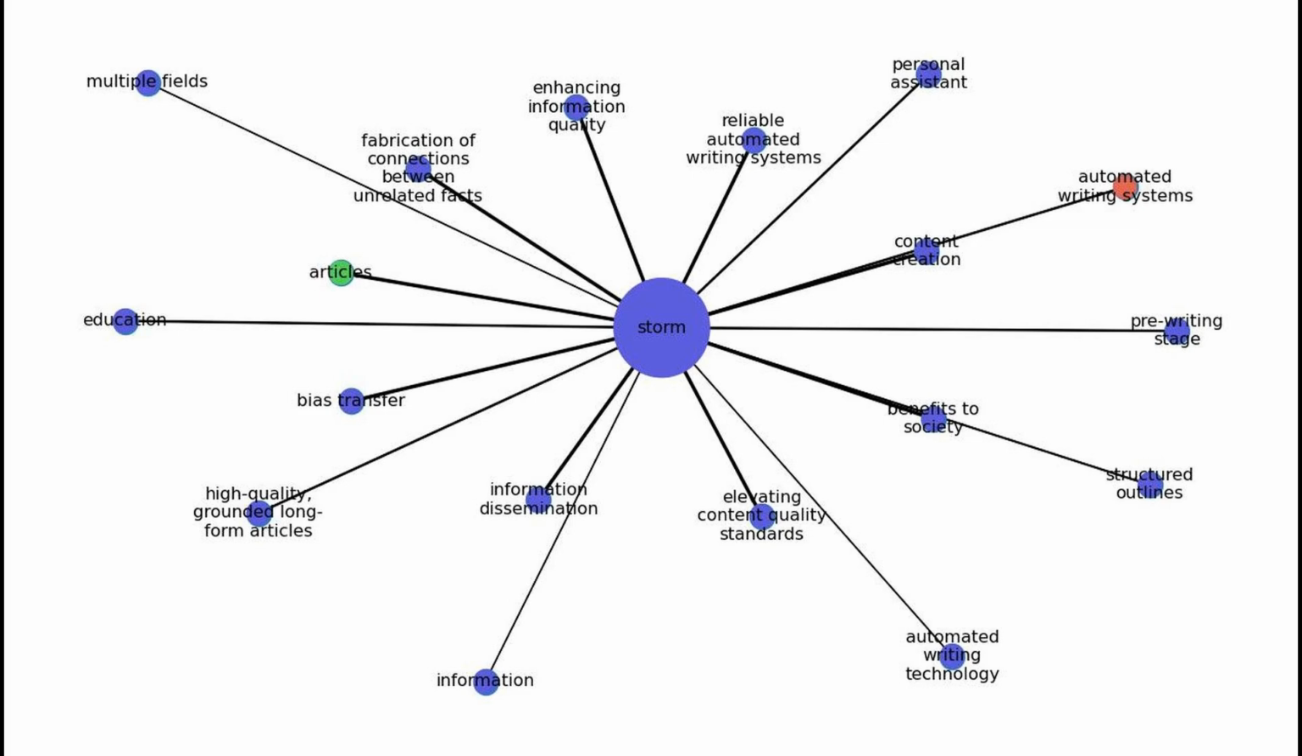The significance of STORM in the context of automated writing systems lies in its innovative approach to enhancing the writing process for producing high-quality, grounded long-form studies. By efficiently automating the pre-writing stage, STORM helps writers gather and organize information, akin to having a personal assistant that not only collects relevant data, but also creates a roadmap for the writing task ahead. STORM's ability to generate structured outlines and facilitate in-depth research can have a profound impact on fields that rely heavily on accurate information dissemination, such as education and content creation.